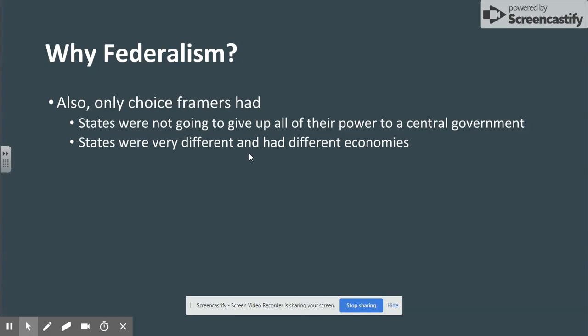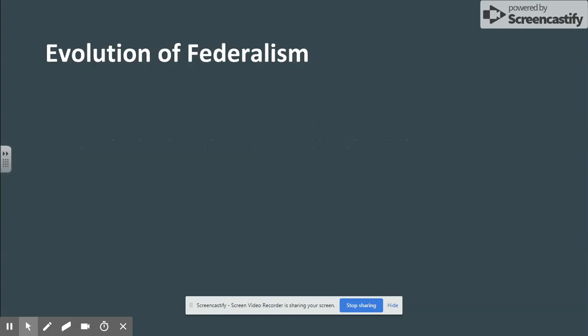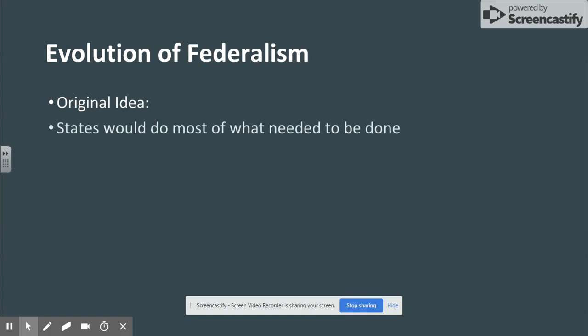They were also very different from one another. A state in the South like Georgia had different needs than New York did, so they wanted different laws, different rules. The country has only gotten bigger since then. What they need in California is different from what they need in Texas, which is different from what they need in Alaska. So each state gets to decide what they want. Now, the original idea of federalism was that states would do most of the government work. They would take care of most of the big problems.